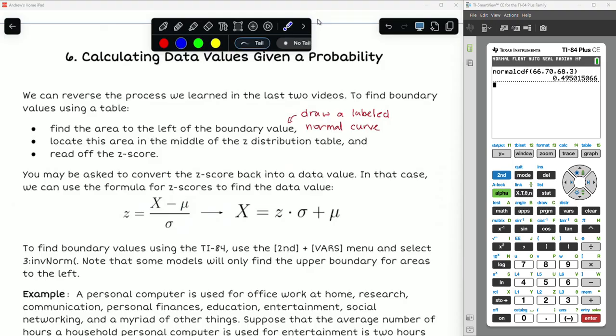Because your tests are open note, and I don't expect you to memorize, if you're asked to find a data value from the table, given a z-score, this is the way to go. Grab for this formula.